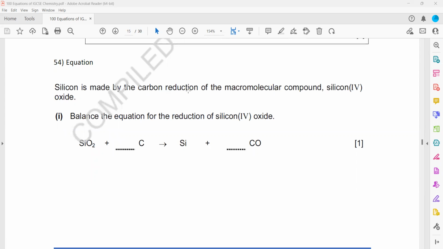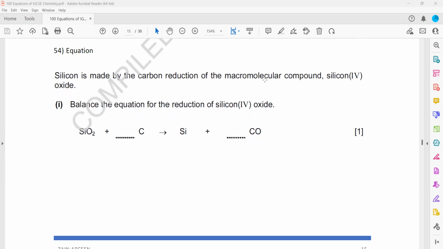Silicon is made by carbon reduction of a macromolecular compound, silicon(IV) oxide. Balance the equation for the reduction of silicon(IV) oxide. So you just have to balance this. Oxygen 2, so we put 2 oxygen, carbon 2, so carbon. So we just have to put 2 on both sides, and the equation is balanced.